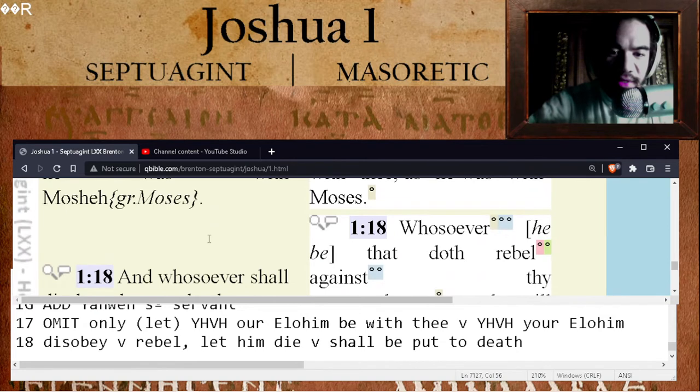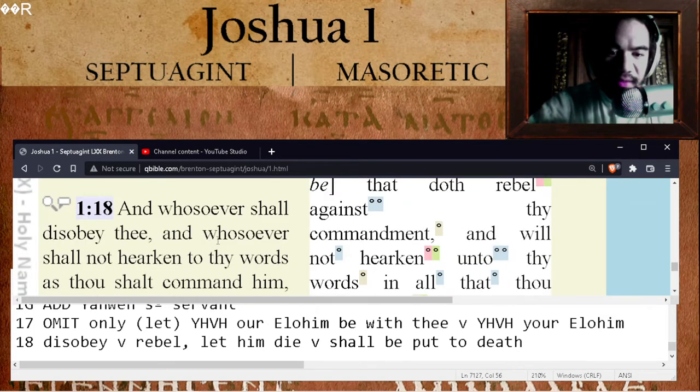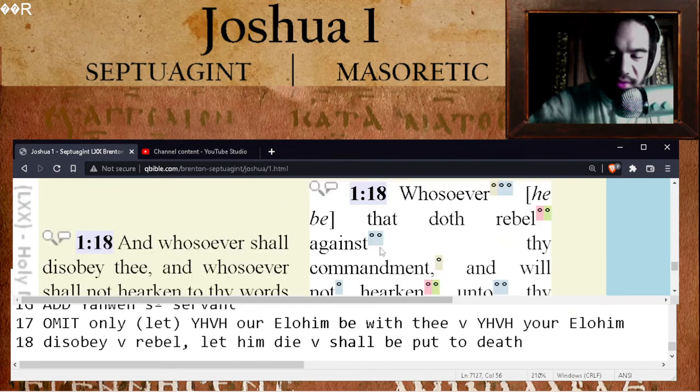The last verse here, 18, disobey. Whoever shall disobey versus rebel. Rebel is just outright disobedience. However, disobeying is not to the same level. Rebelliousness is very stalwart, just completely rebellious. Downright rebellious. It's just utter contempt. Whereas disobeying could be done out of ignorance. There's a lot of leeway there.